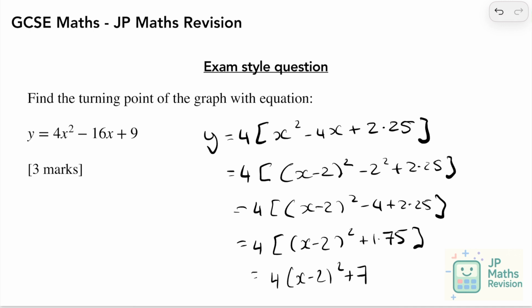So the turning point, we are just going to flip the sign of this and keep this one the same. So the turning point in this case is going to be (2, 7). Okay?